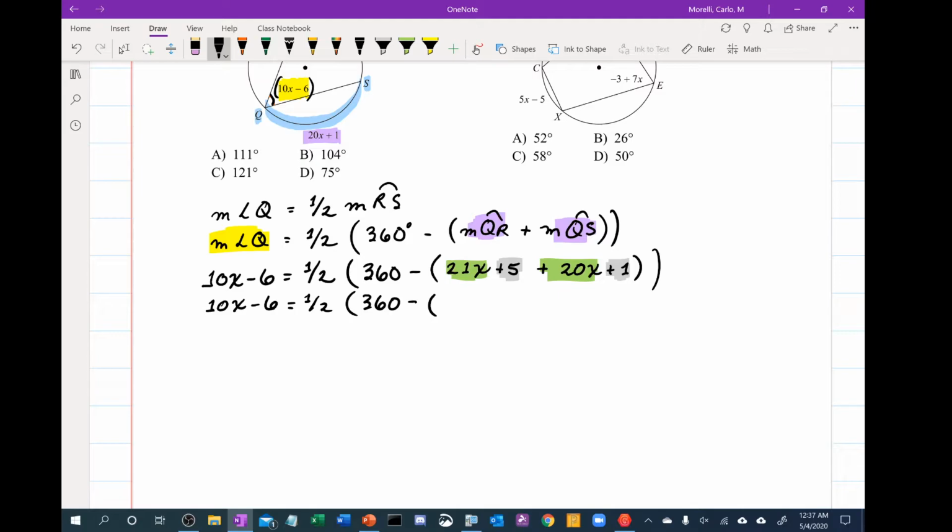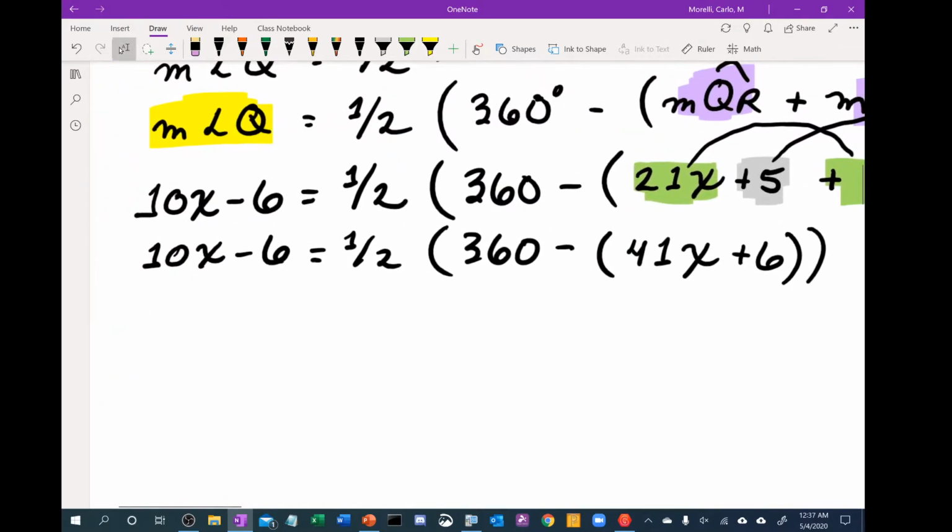Now we are going to change some things. We're going to combine 21x with 20x. Well, those add together to be 41x. And then we're going to combine 5 with 1. 5 plus 1 is 6. So plus 6. Close parentheses and close parentheses. Well, now let's zoom in and see what we've got. Okay. We need to get rid of these parentheses here.